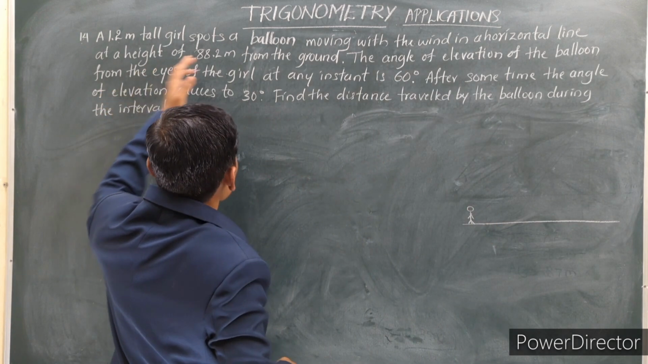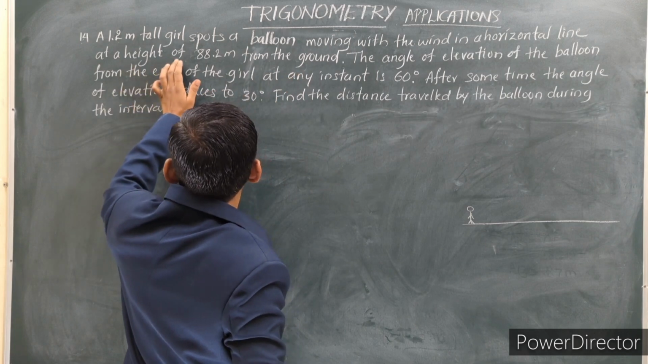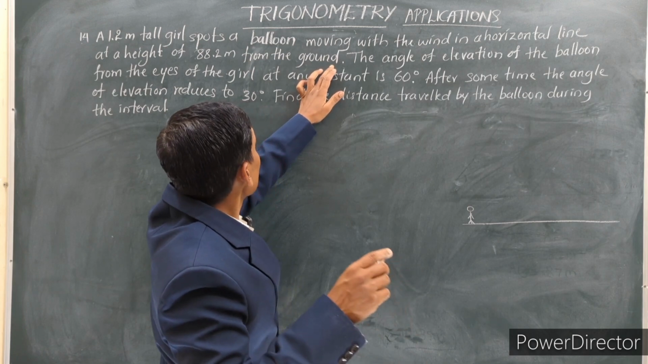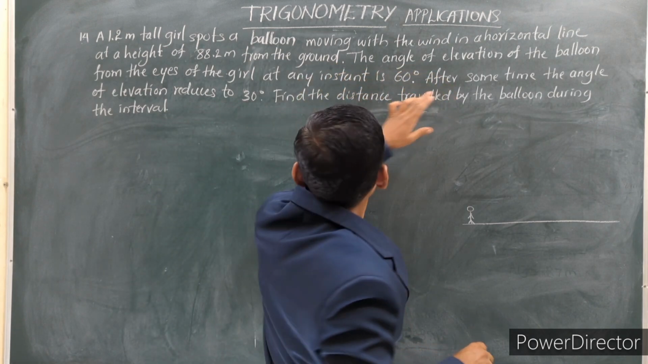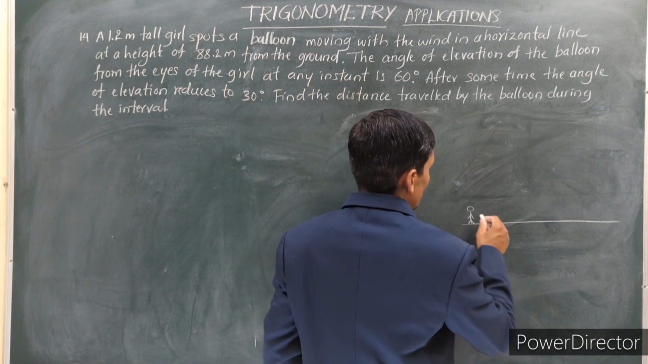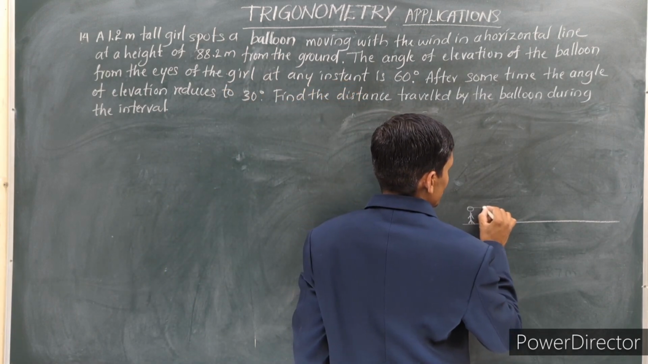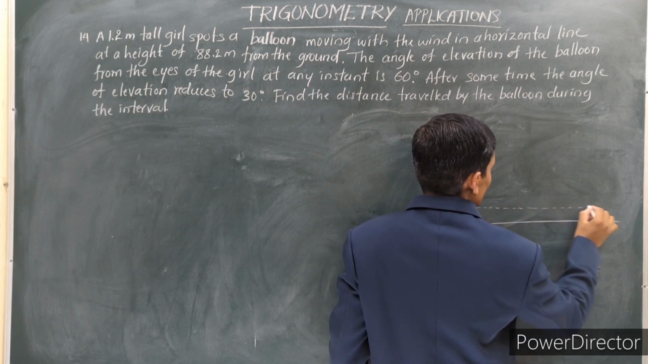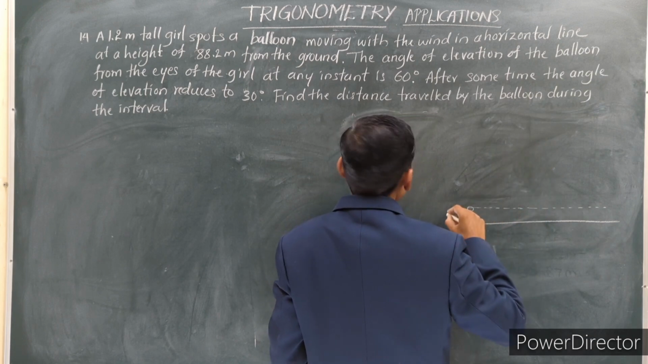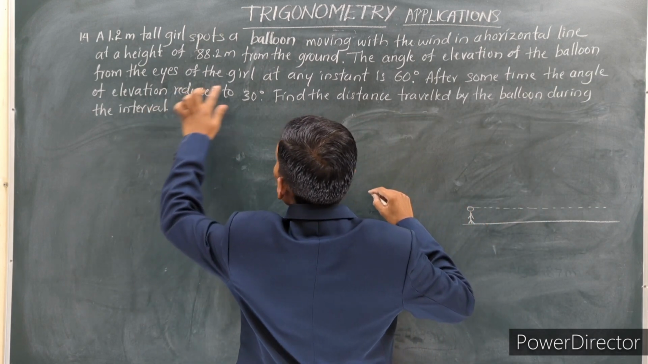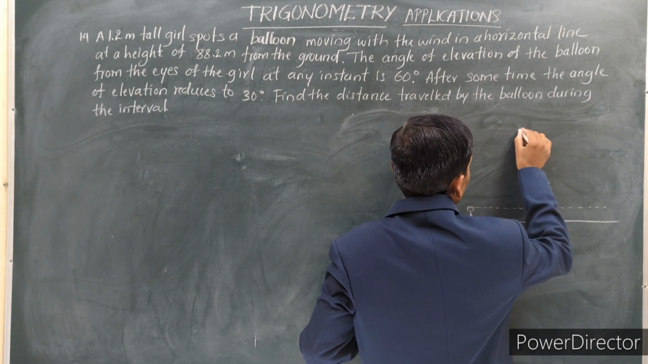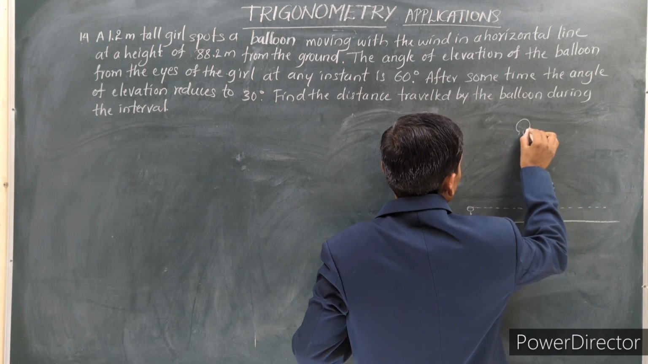Next, she is spotting a balloon at a height of 88.2 meter from the ground. The balloon's height is 88.2 meter. The angle of elevation of the balloon from the eyes of the girl at any instant is 60 degree. Now, for the angle of elevation, first you need to consider the horizontal line. From this, she is spotting the balloon at 60 degree.